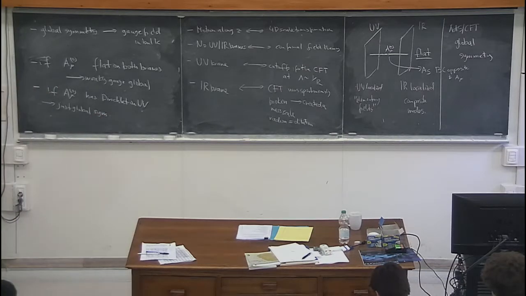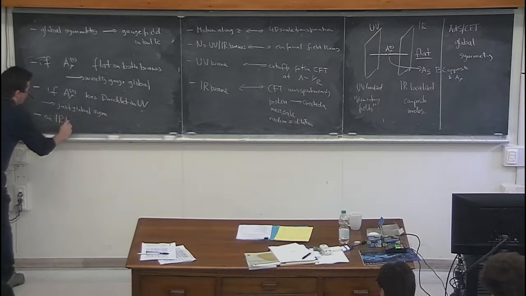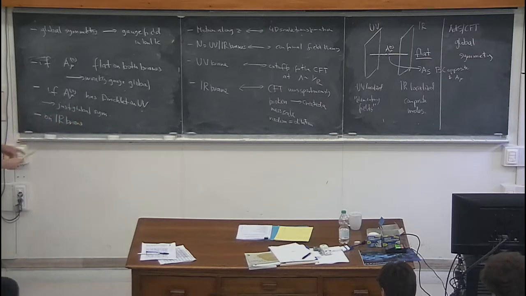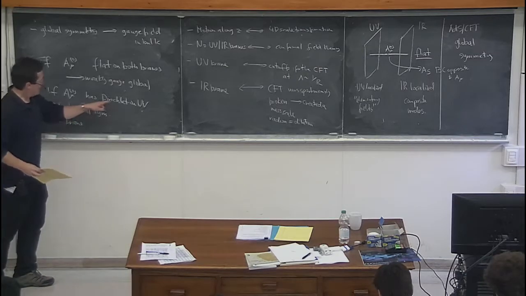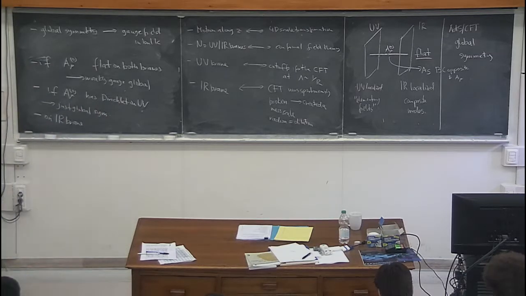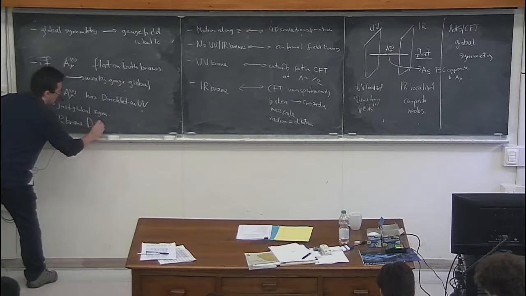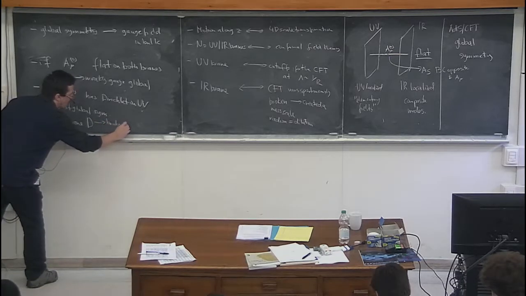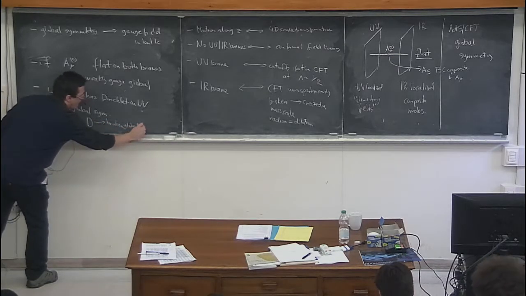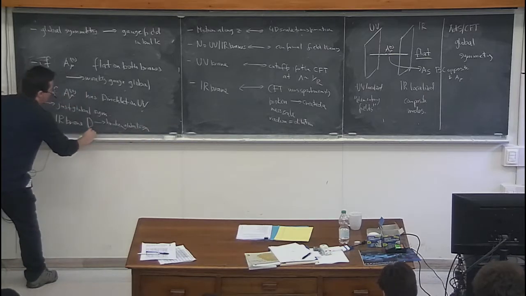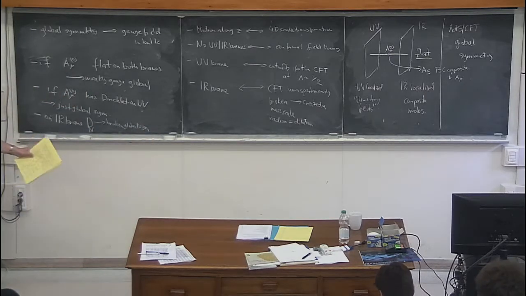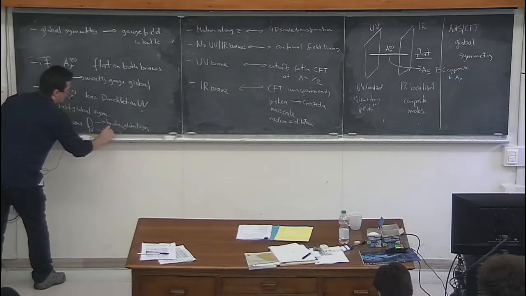Okay. Now, is this global symmetry broken or unbroken? Well, it depends on what happens on the IR brane. On the IR brane, if I take the global symmetry and impose a Dirichlet boundary condition again, then it's a broken global symmetry. If it's Dirichlet, it's a broken global symmetry. If it's Neumann, then it's just an unbroken global symmetry of the entire theory.